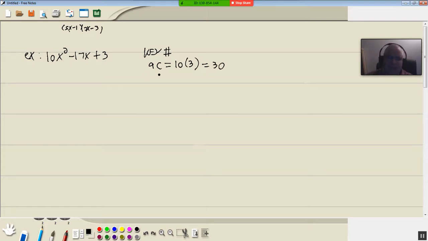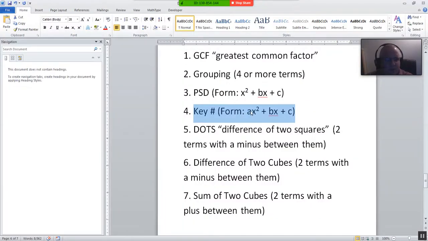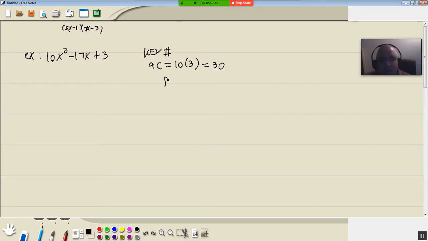If you're wondering what A and C stand for, well, A is whatever's in front of your x squared, and C is your number at the end. It just matches this form. Now we're still going to build a PSD table. We're just going to do something a little bit different with it. So we write down all products that give us 30. We've got 1 times 30, 2 times 15, 3 times 10, and 5 times 6. Add those. 1 plus 30 is 31, 2 plus 15 is 17, 3 plus 10 is 13, 5 plus 6 is 11. Subtract them, smaller from larger.